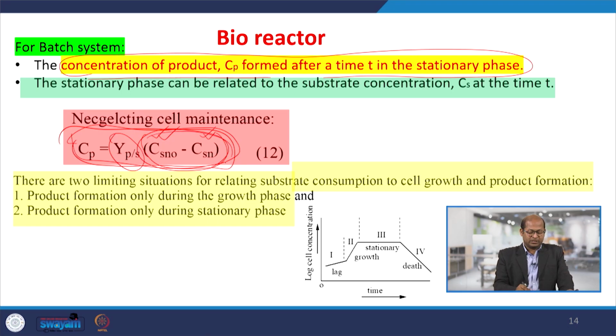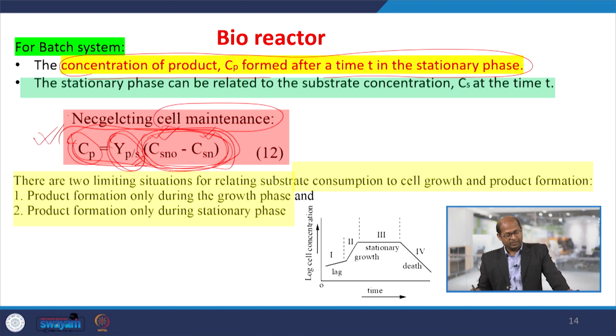So, if you are able to know the concentrations and the yield coefficients, product per unit substrate concentrations, then the concentration of the product can easily be found by neglecting the cell maintenance terms. So, equation 12 we have to use to find the product concentrations. Thank you. So, today is up to this.